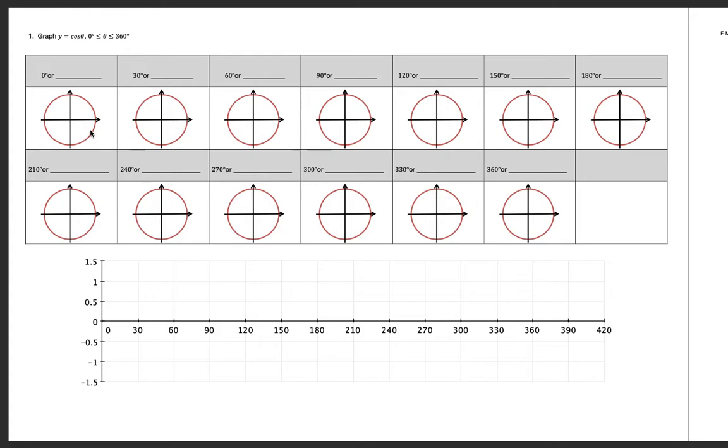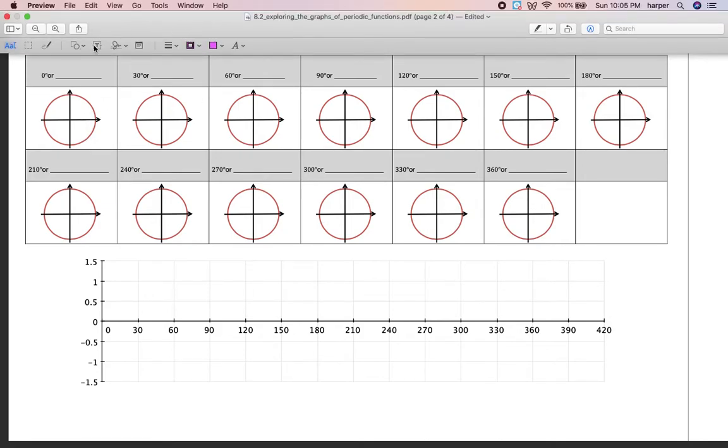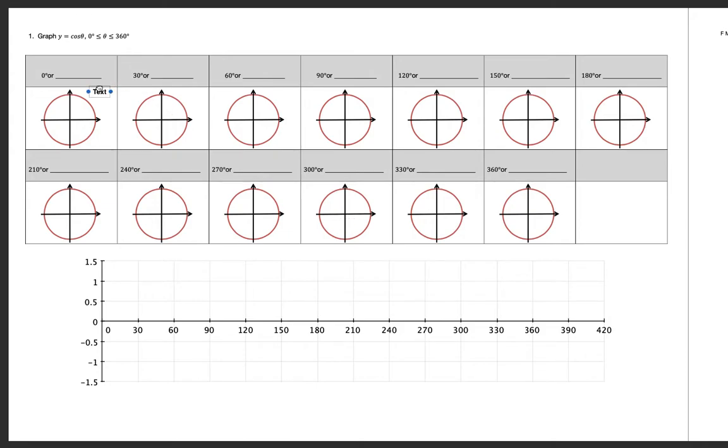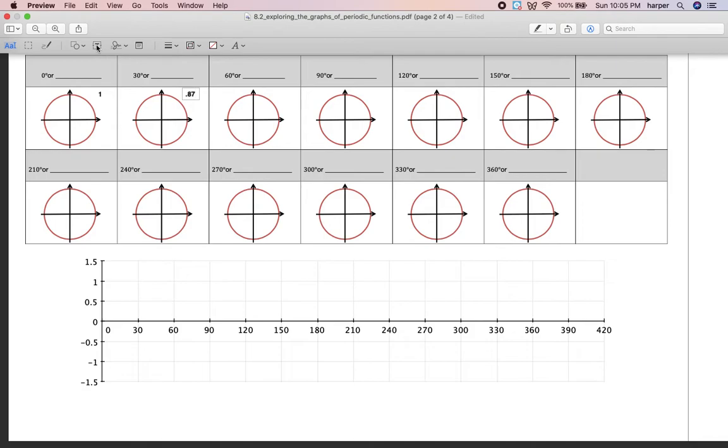We're going to find the decimal, okay? So the first one, let's find the first decimal. So we're going to go cos 0. Ooh, it's 1. I love that. Cos 30. Cos 30 is... did I hit cos right? Cos 30. Yeah, there we go. 0.866. 0.87 we're going to round it to. Next one. Cos 60. That's 0.5.